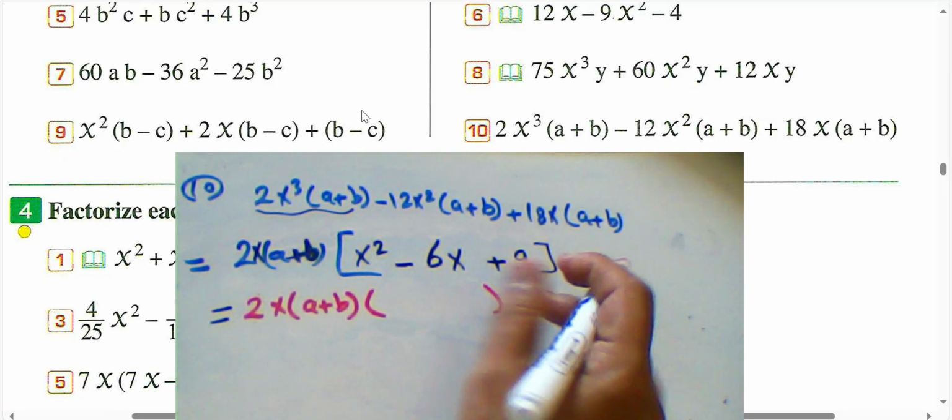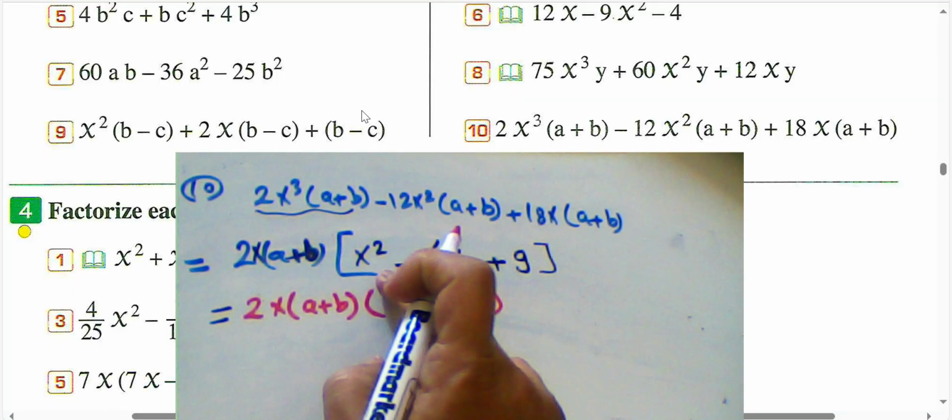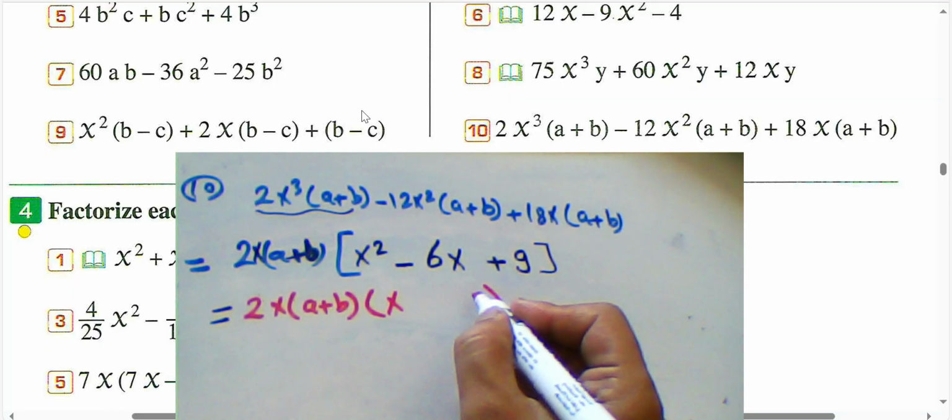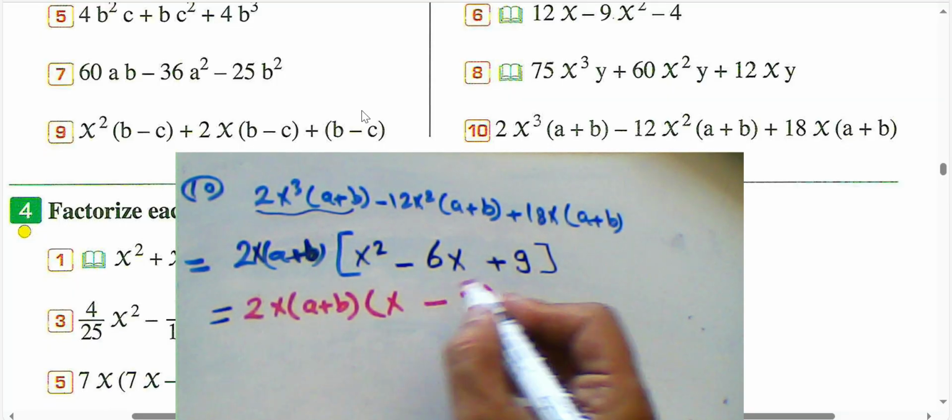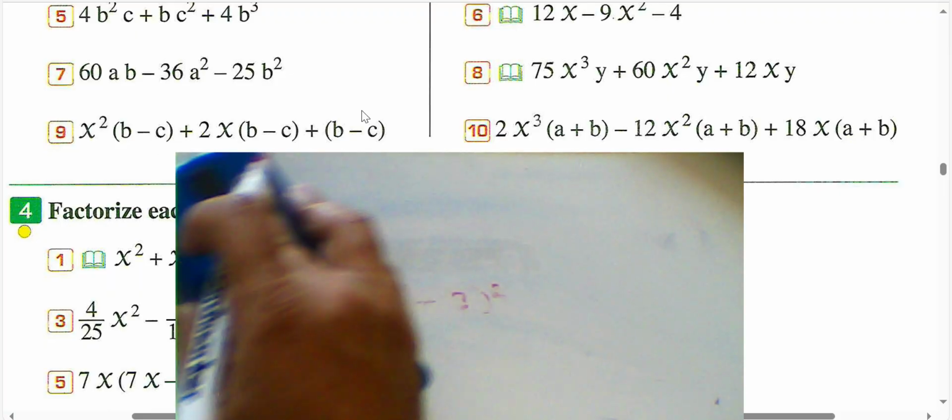And then this expression we call it perfect square. We can find square root of the first, it will be x, and the third, square root of 9, and the sign here, and write power 2 up.